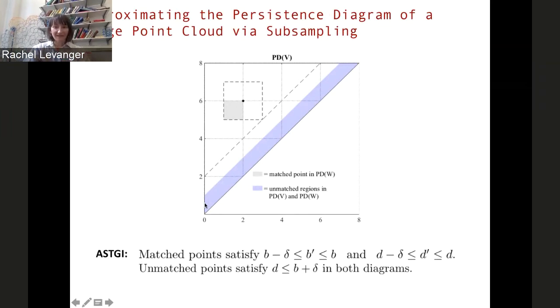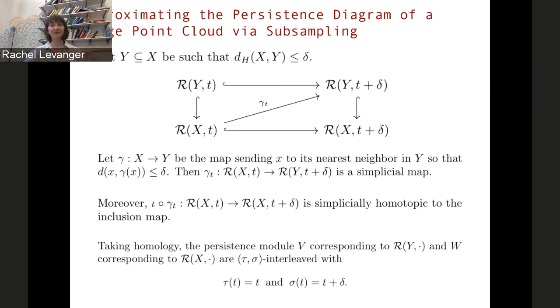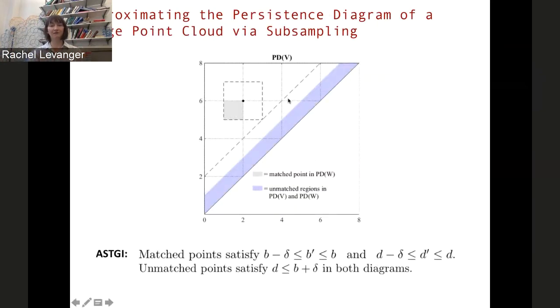And let me go back to the original statement. I didn't point this out, but for any points matched to the diagonal or unmatched, sigma composed tau of B, and tau composed sigma of B prime, is going to be an upper bound for the depth. So if the bars or the persistence points are closer to the diagonal than sigma composed tau or tau composed sigma, that's going to mean they're not matched. And in the case where tau and sigma were both t plus epsilon, that then becomes t plus 2 epsilon. So that's where the 2 epsilon really comes from along your diagonal.